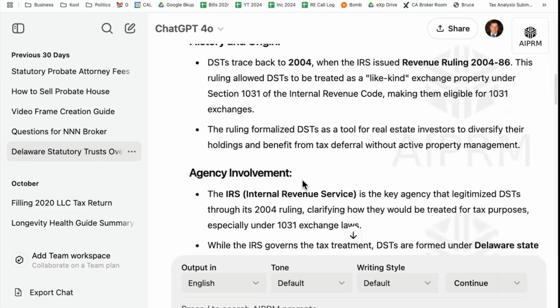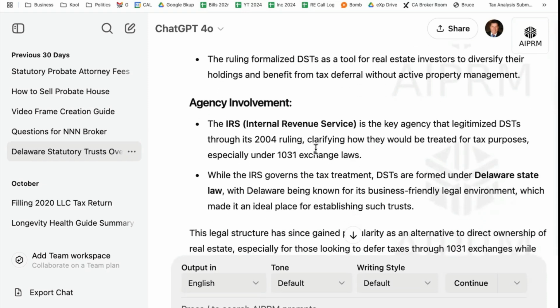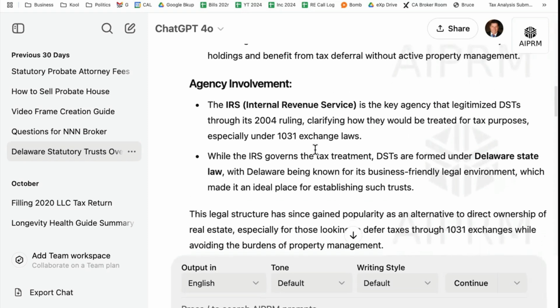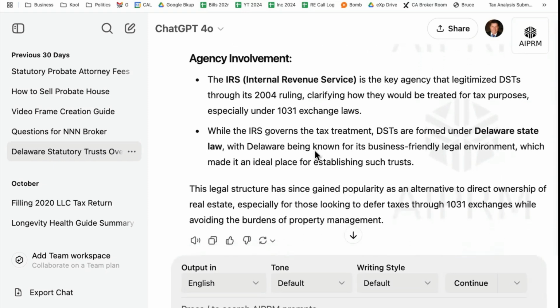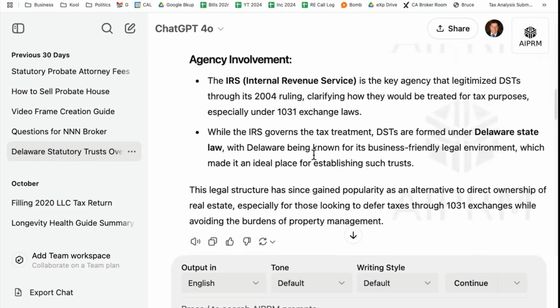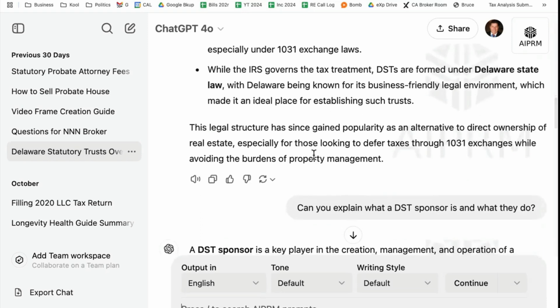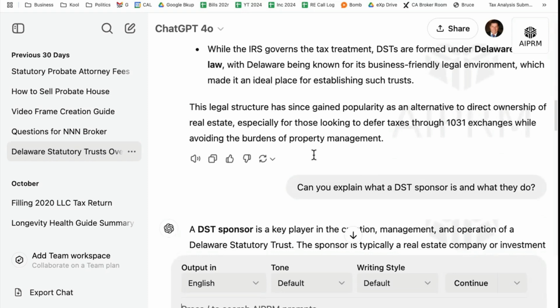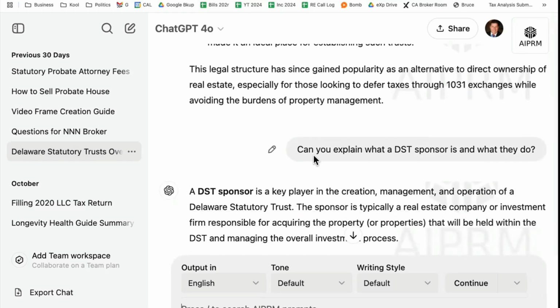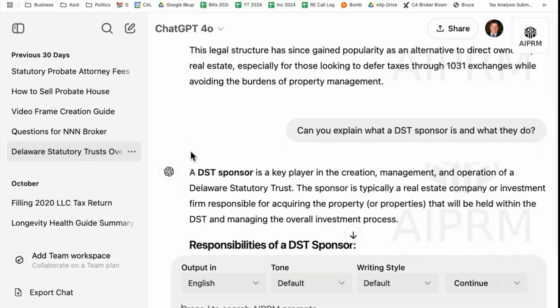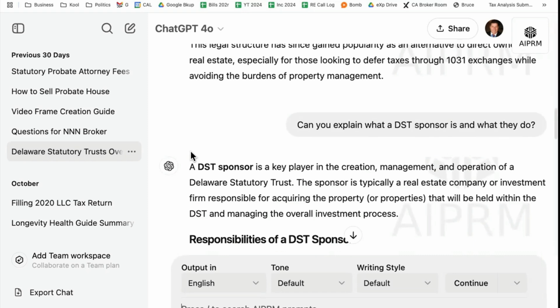Now, the history goes back to 2004 when the IRS issued Revenue Ruling 2004, which allowed DSTs to be treated as like-kind exchange property. The ruling formalized DSTs as a tool for real estate investors to diversify their holdings and benefit from tax deferral. The IRS is the key agency that legitimized DSTs. DSTs are formed under Delaware state law because of the business-friendly legal environment. This legal structure has gained popularity as an alternative to direct ownership of real estate, especially for those looking to defer taxes through an exchange.